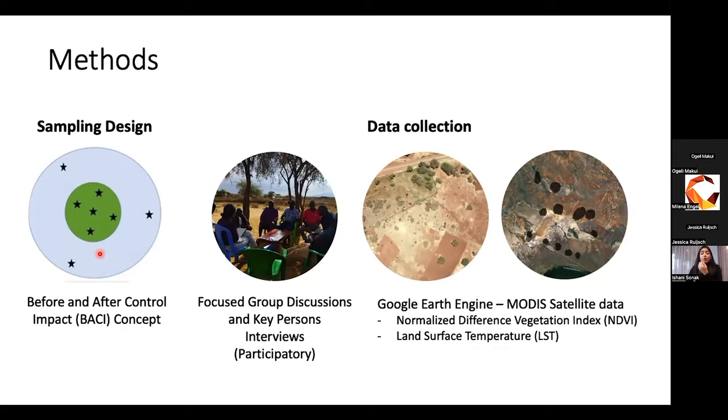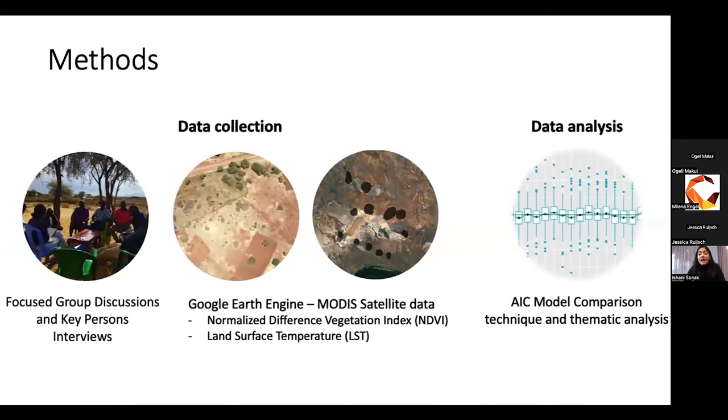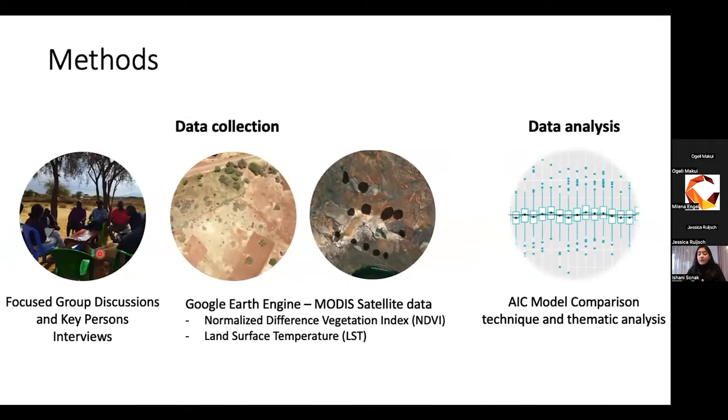And then for the NDVI and LST, I used the same data set as Jessica, from the MODIS satellite, analyzed in Google Earth Engine and R. And for statistical analysis, I used the Akaike information criterion, just to assess if the intervention had a significant impact.